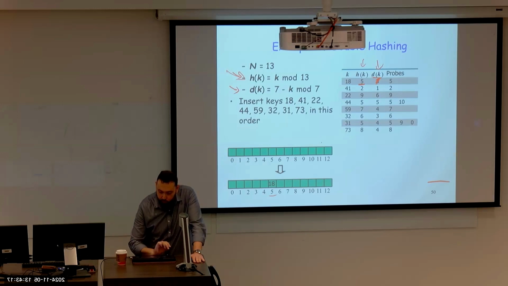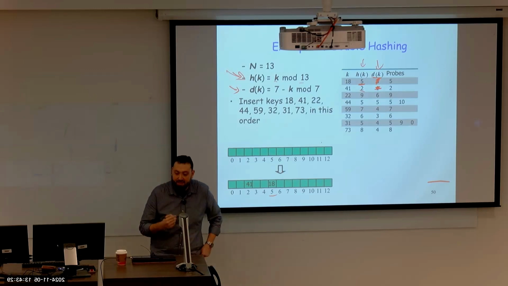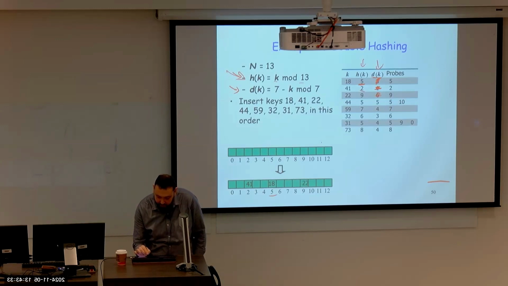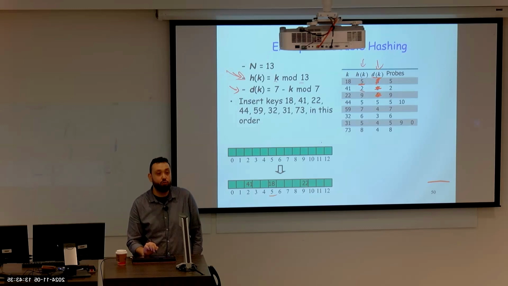Now I want to insert 41. 41 mod 13 is 2. I don't have any collision, so I don't touch DK. So that's 41. Now 22, the same thing. 22 mod 13 is going to be 9. I don't touch the DK. Now what's going to happen?